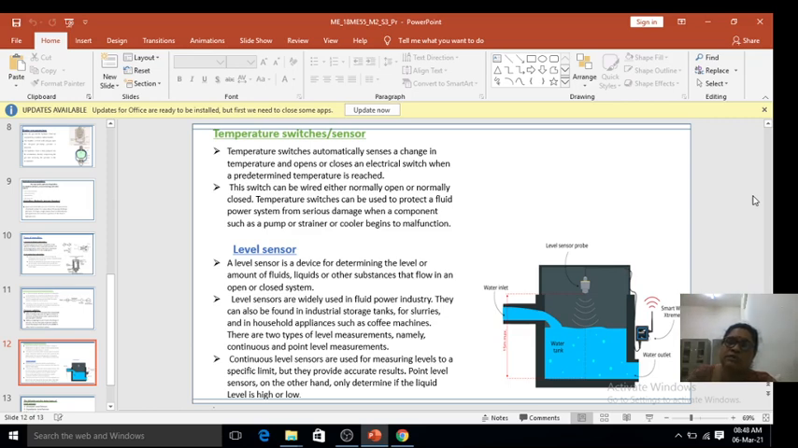The temperature switches can be used to protect a fluid power system from serious damage when a component such as a pump, strainer or cooler begins to malfunction.